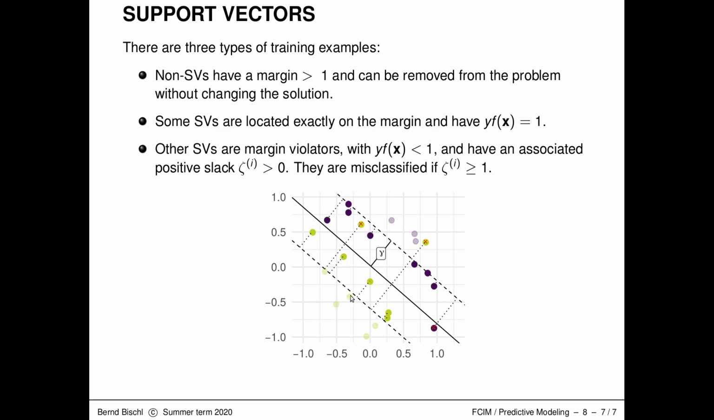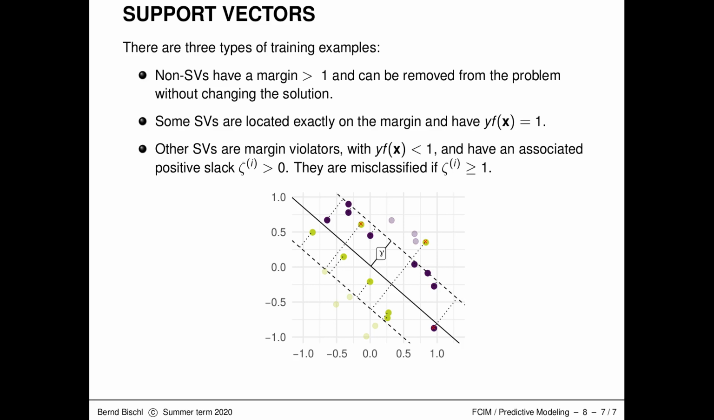These are the ones where we have used the alpha blending in the plot, so they are a little bit translucent. Some support vectors are located exactly on the margin, and they have exactly y times f equals one, as before for the hard margin SVM. And now we have a third category of points. There are also other support vectors, which are margin violators, where y times f is smaller than one, and they have an associated positive slack variable xi i, which is strictly larger than zero.